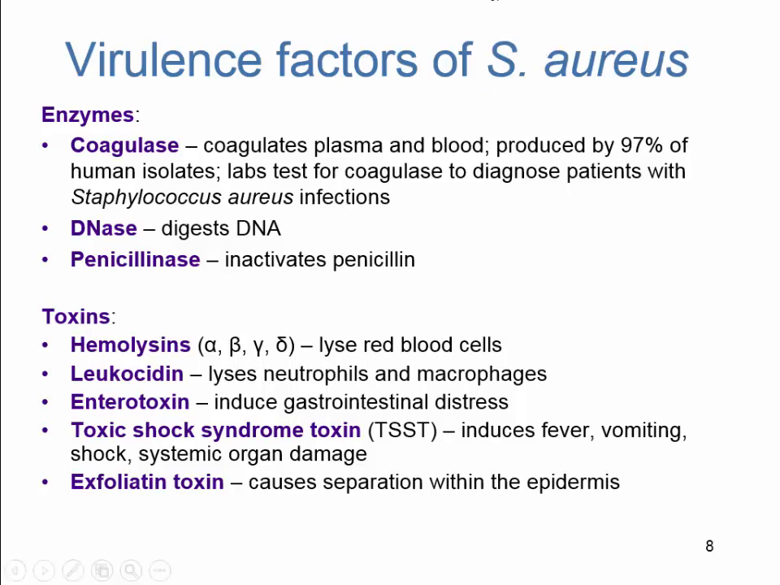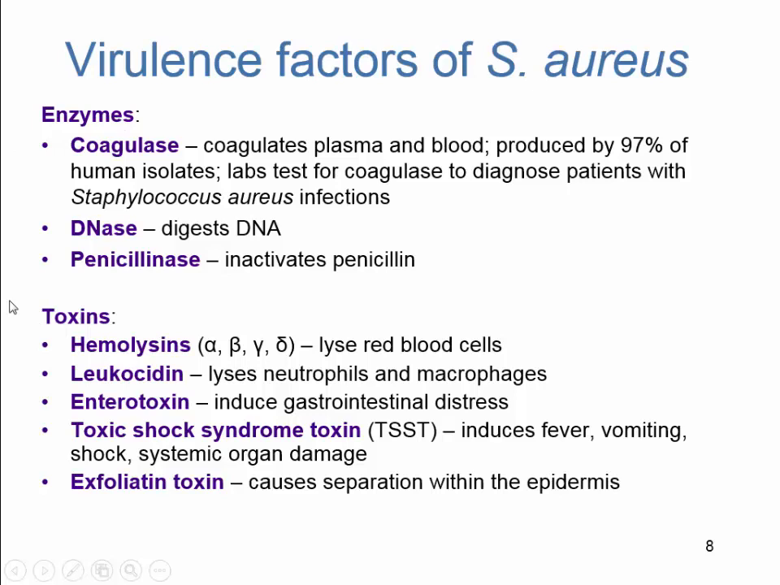Staphylococcus aureus is often not treated well by penicillins because it produces the enzyme penicillinase, which inactivates penicillin proteins. And so when we have staphylococcal infections, we typically go to other lines of treatment besides penicillin.